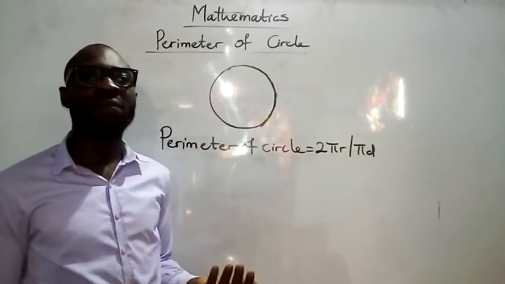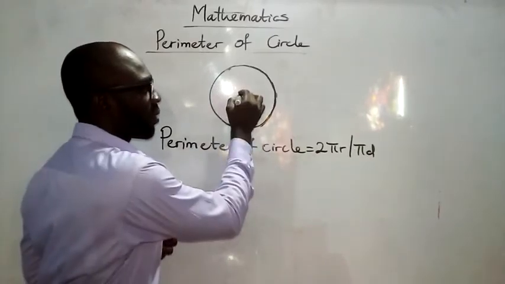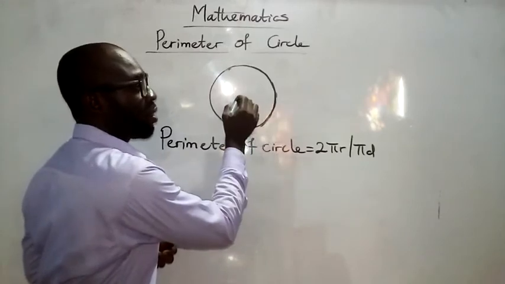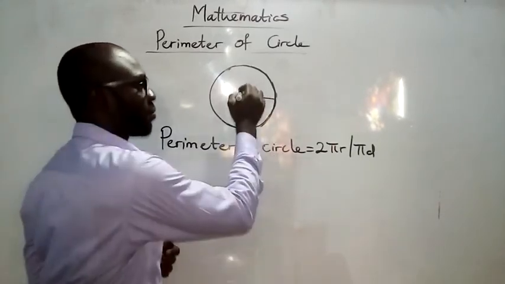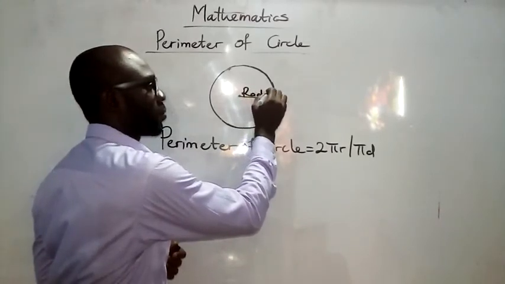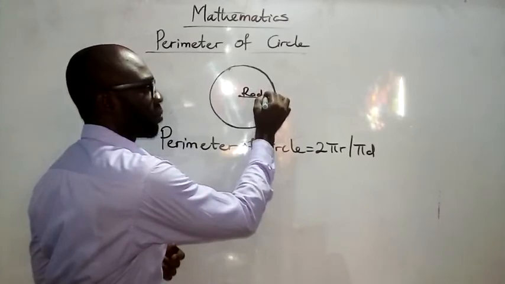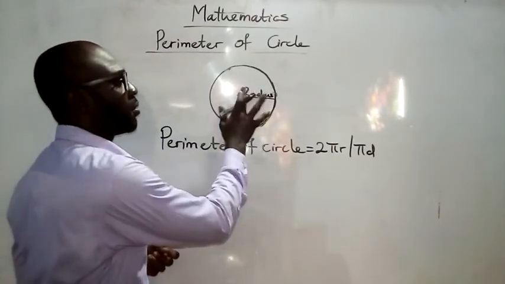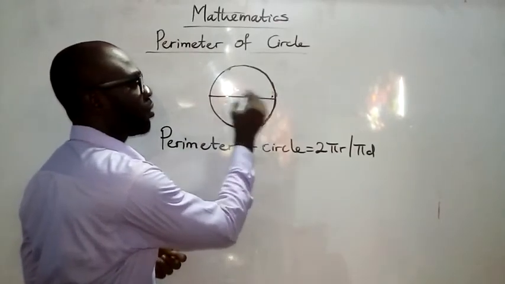The radius simply has to do with what? The distance from the center of a circle to the boundary. That is radius. But the diameter of a circle simply has to do with what? The distance from one boundary to the other boundary.